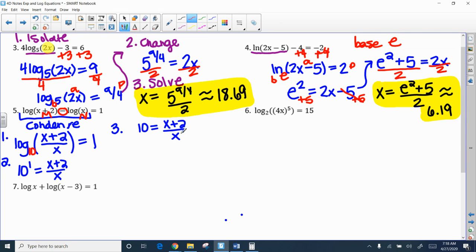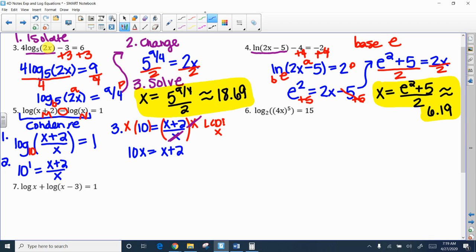So to get rid of a fraction, hopefully we all remember, we have to multiply by the LCD. In this case, the only denominator is x. So to get rid of the fraction, I'm multiplying both sides by x. So on the left side, now I would have 10x. On the right side, the reason we did that is to get rid of the fraction, and we're just left with x plus 2.